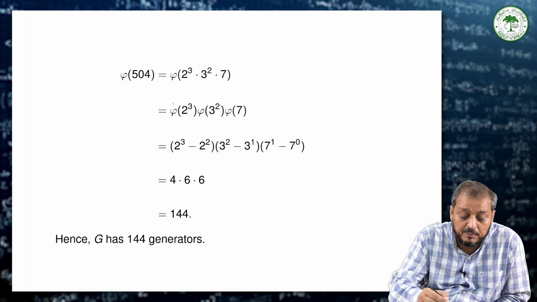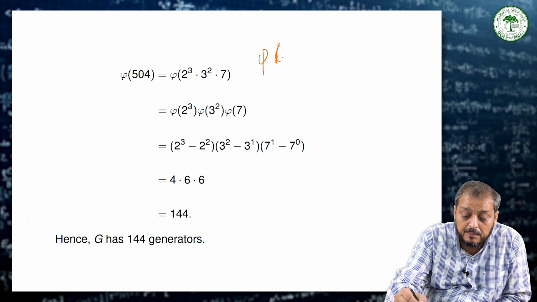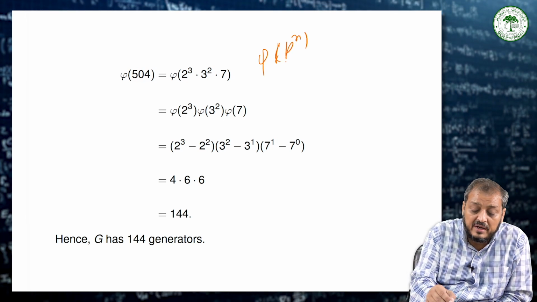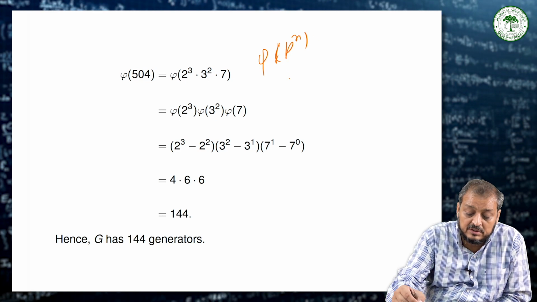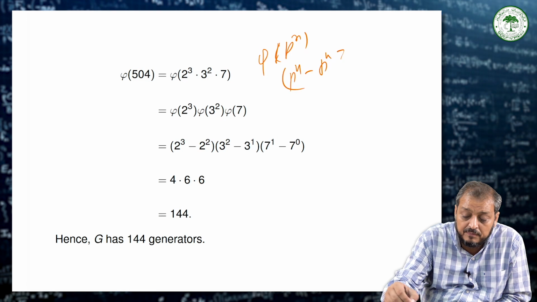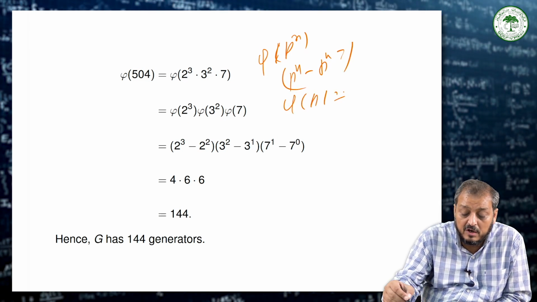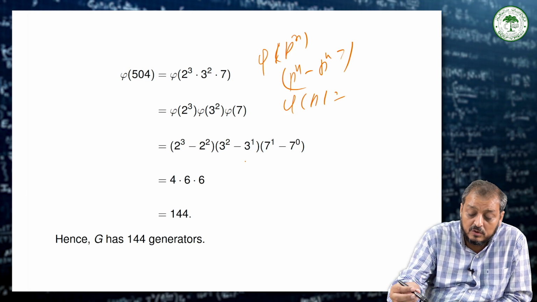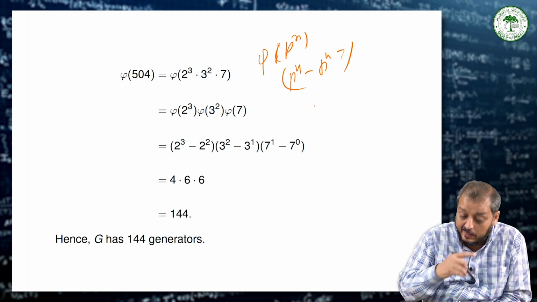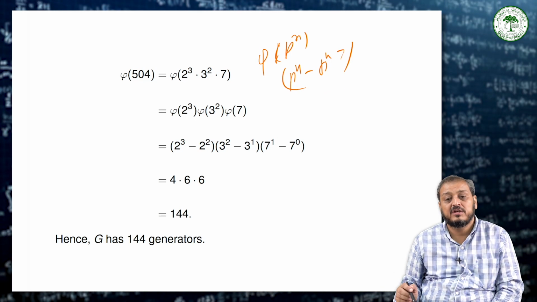Now that we have the result, phi of p to the power n is p to the power n minus p to the power n minus 1. Clearly, for any prime p, phi of p to the power n can be written in the form p to the power n minus p to the power n minus 1.